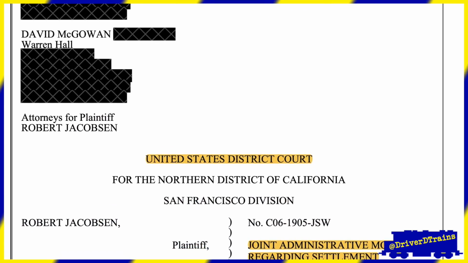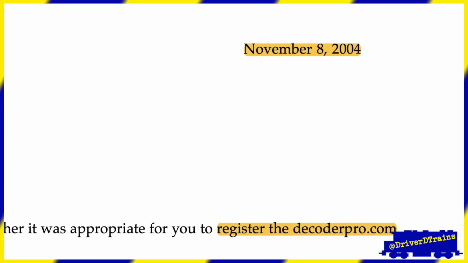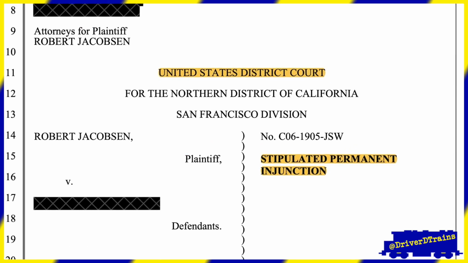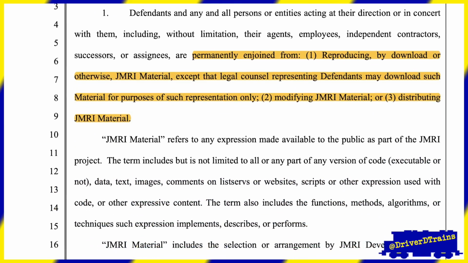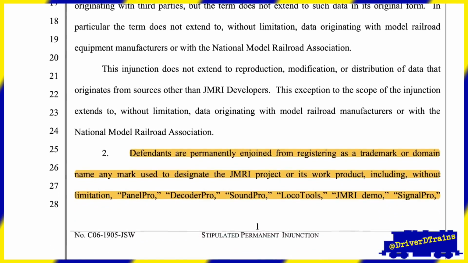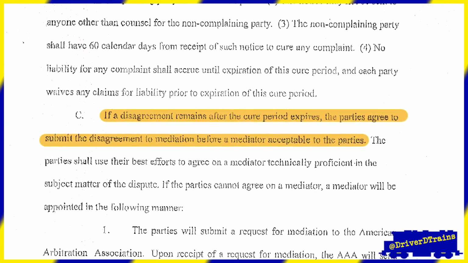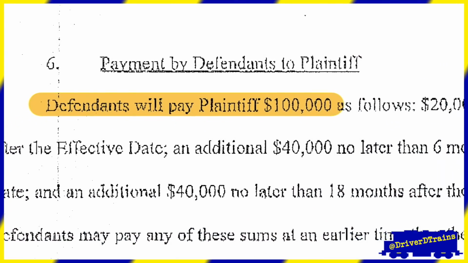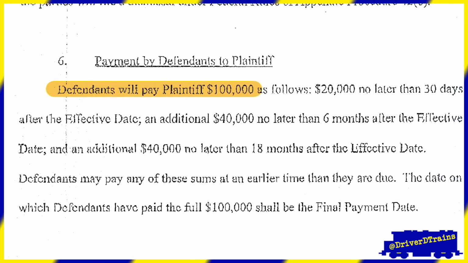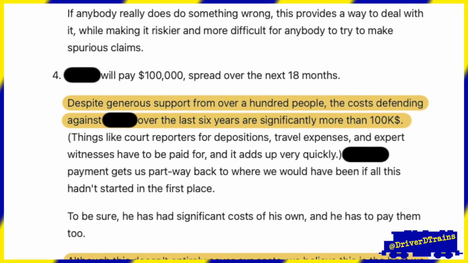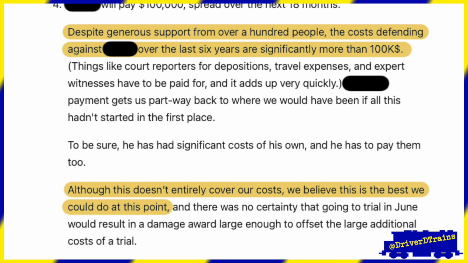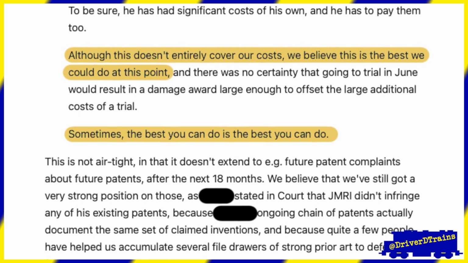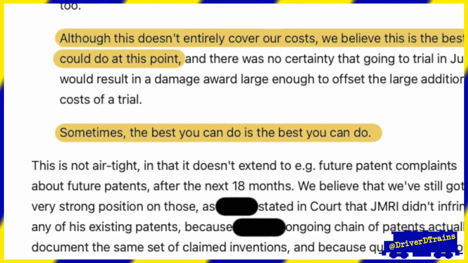In February 2010, 4 years after it began and 6 years after the first legal issues arose, the case was settled. The settlement included a permanent injunction barring the competitor from misusing JMRI software and copyrights. The competitor also agreed to mediation and arbitration in any future disputes with JMRI. Finally, the competitor paid Bob Jacobson $100,000 towards legal expenses. Bob was generous and gracious in this, as the $100,000 did not even cover his legal costs, not to mention 6 years of his time. As Bob said, sometimes the best you can do is the best you can do.